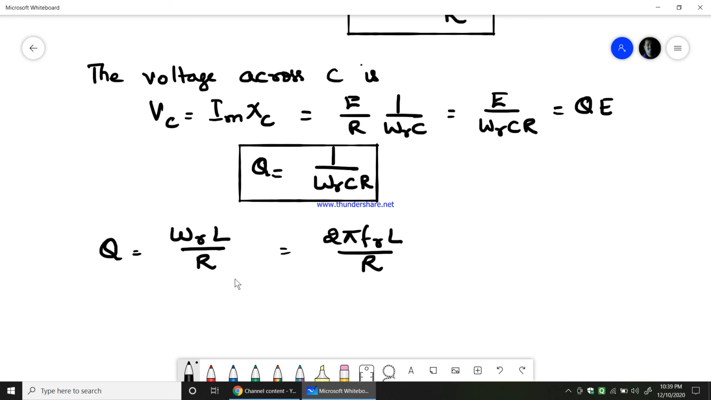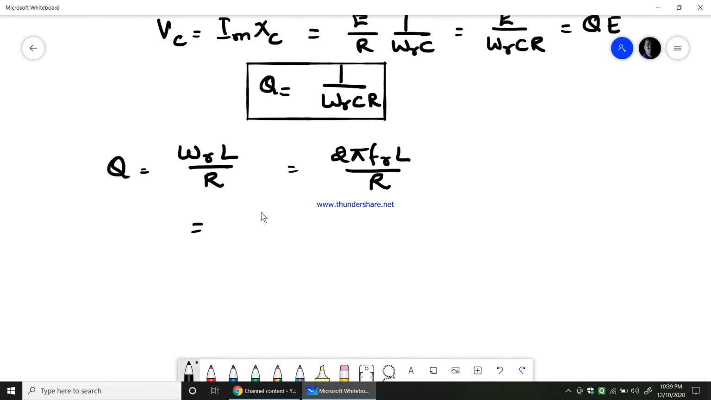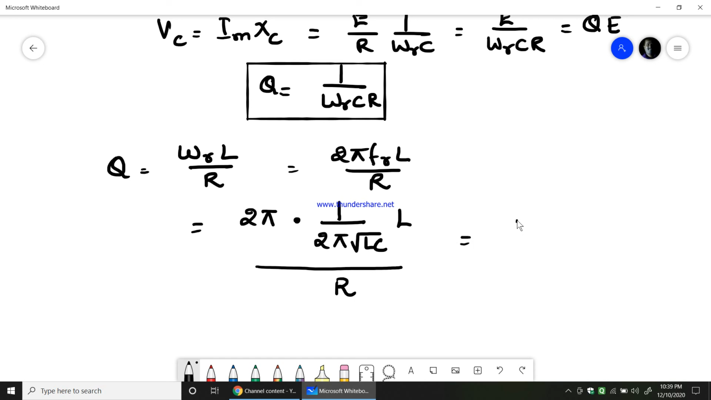Then we know the FR derivation that we have derived earlier: 1 over 2 pi into root LC is the FR, the resonant frequency, into L, whole thing divided by R. So now, this 2 pi and 2 pi get cancelled. So 1 by R into L by root of LC. Therefore, this is equal to 1 over R.